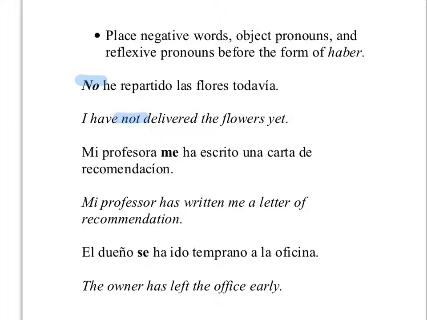Mi profesora me ha escrito una carta de recomendación. My professor has written me a letter of recommendation. El dueño se ha ido temprano a la oficina. The owner has left the office early.